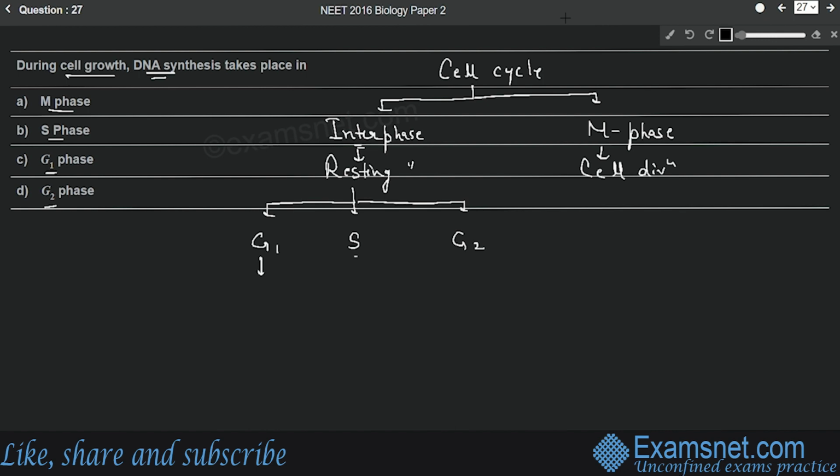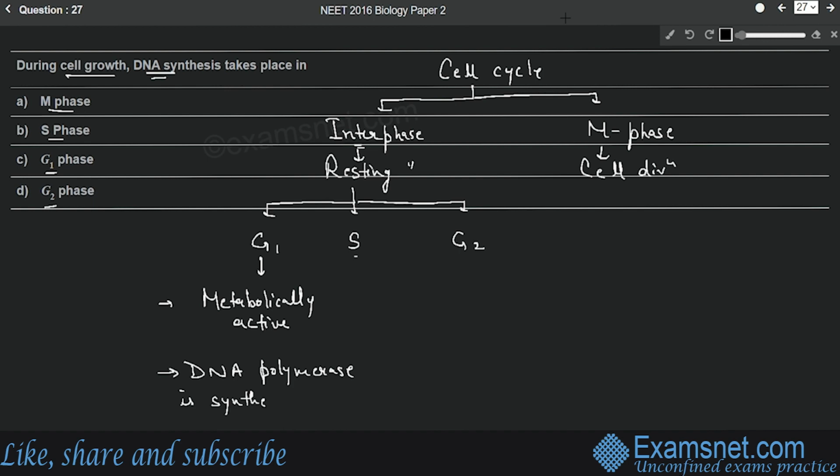So during the G1 phase, the cell is metabolically active and it grows continuously. And the most important thing is that during this phase only DNA polymerase enzyme is synthesized. Okay, DNA polymerase enzyme is synthesized.